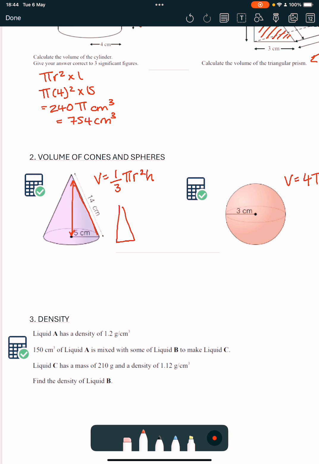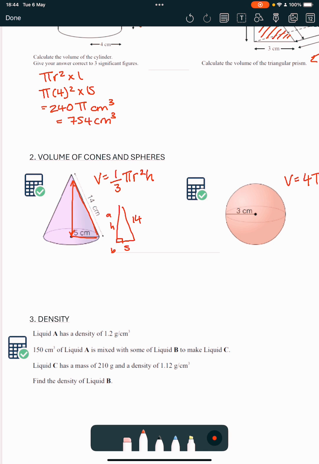So before we can even start this, we are going to think about this section of the cone here as being a right angled triangle. And I know that's 5. I want to find this length, the height, and this is 14. So I've got a right angled triangle, I know 2 sides, and one side is missing. So I'm going to use Pythagoras.